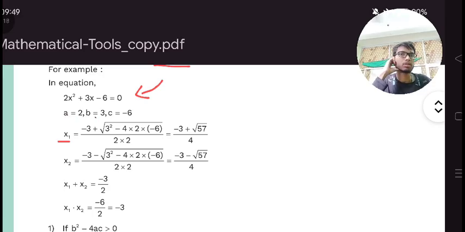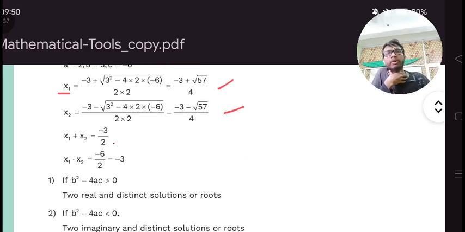Value of this is this much, this much, this much. Just substitute, and then at the end you will get this much. For x2, in this just this will become plus, minus. What is happening in this? It is coming.